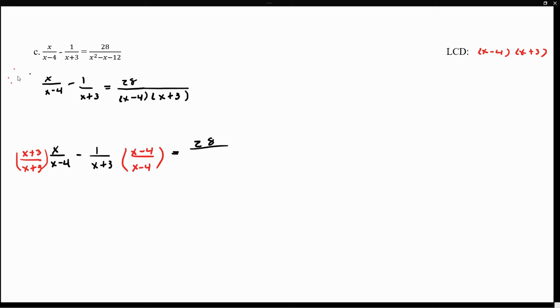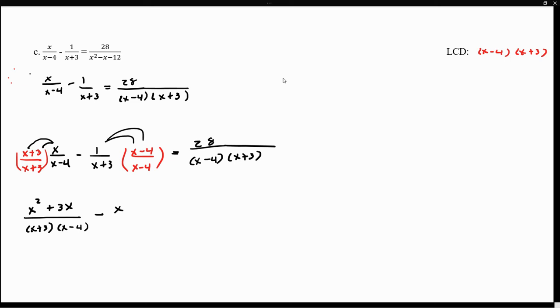So 28 divided by x minus 4 times x plus 3. One thing to notice is that I'm not going to multiply the denominators. I'm just going to keep it in its factored form because they're going to cancel out. So why spend some time multiplying? All right, so now that I have that, let's simplify it. Let's distribute the first one. So now I'm going to have x squared plus 3x all over x plus 3 times x minus 4 minus, distribute that, so now it becomes x minus 4 divided by x plus 3, x minus 4, and on the right hand side I just have a 28.